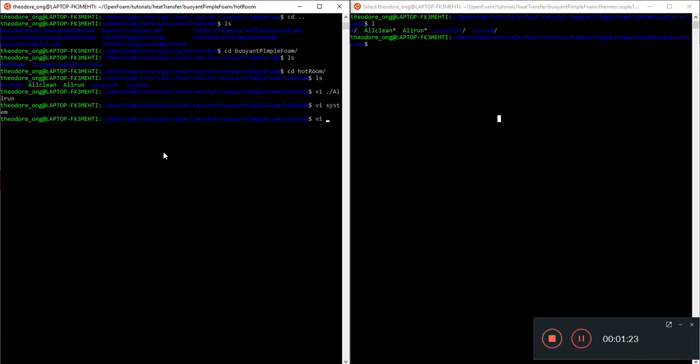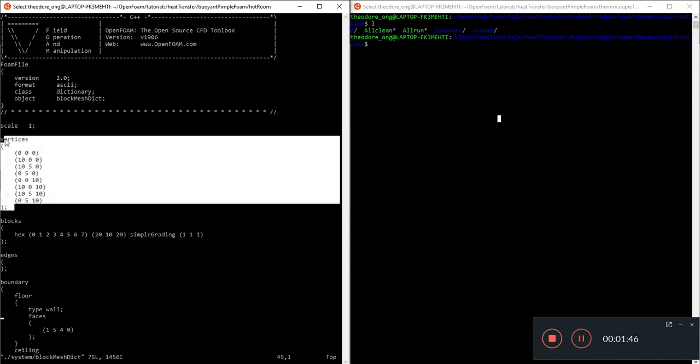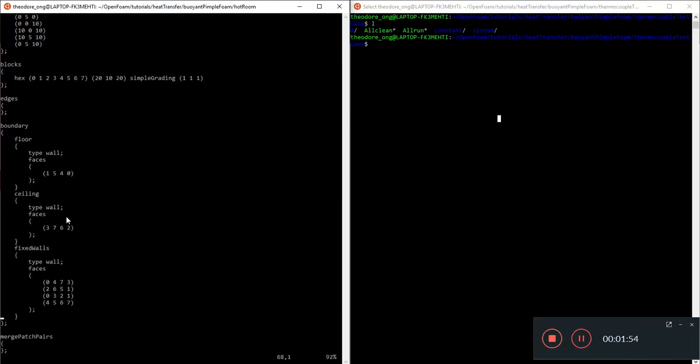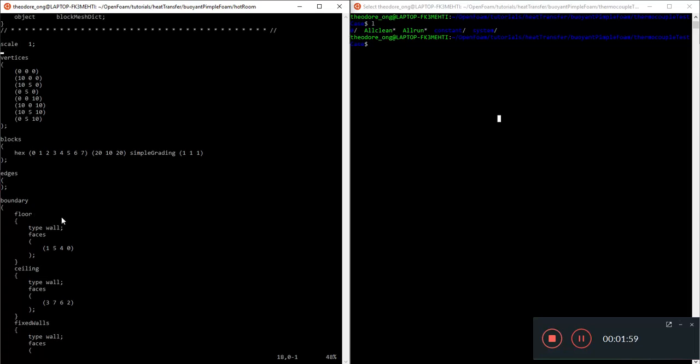Okay, I'm going to vi system, blockMeshDict. Okay, so we take a look here. We have a very, very much more simple way of setting up the geometry. Look at the blockMesh, it only has like 8 points as compared to like 15-ish points just now. No, more than 15, looks like 30 points in the simple form directory, right?